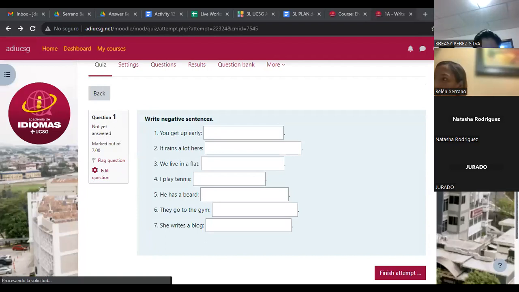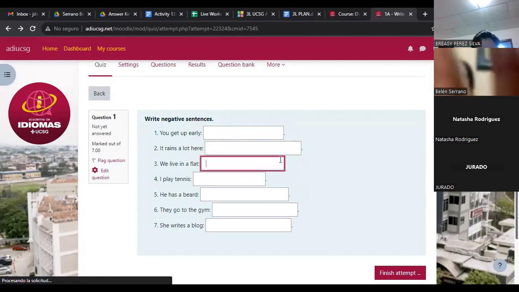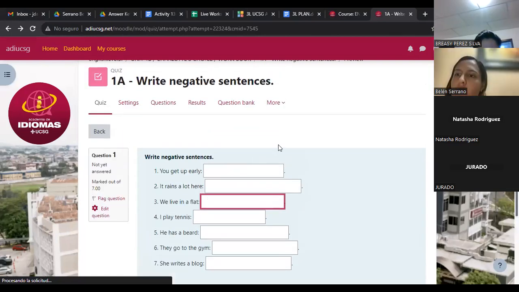Y una de las cosas que tienen que tener en cuenta es que ya tiene el punto final. Entonces, por favor, no poner punto final porque si no se las marca como incorrectas. Lo mismo cuando hay preguntas, a veces ya tiene el signo de interrogación, entonces no hay que ponerlo. Just rewrite the sentences without the final point. Now, we are going to have 4 minutes for this activity, and then we'll check.